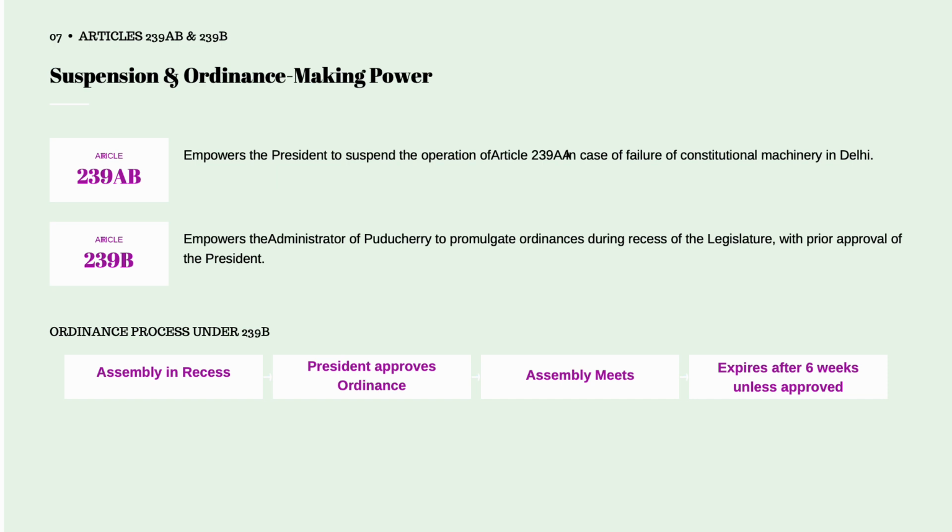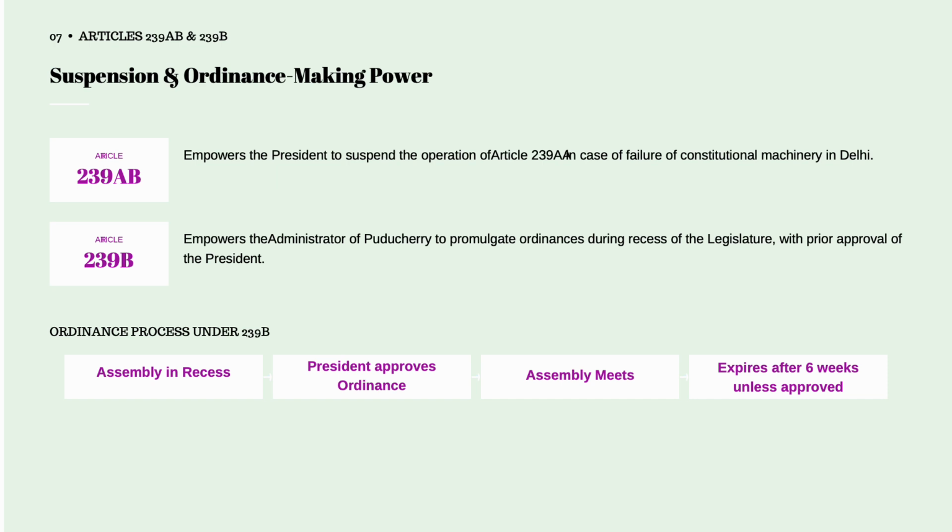by the 69th Amendment, 1991. Article 239AA was inserted by the 69th Amendment 1991, which gave Delhi the status of national capital territory, as well as inserted Article 239AA inside the Indian Constitution, which entails the powers and functions of the Delhi government. Now, in Article 239AB, the president is empowered to suspend the operation of Article 239AA in case of failure of constitutional machinery in Delhi.